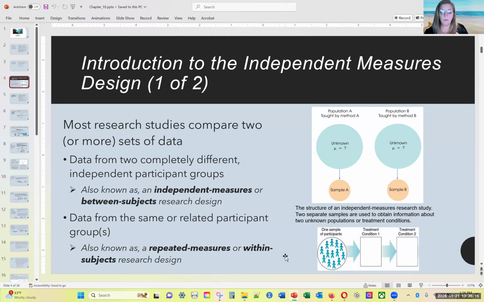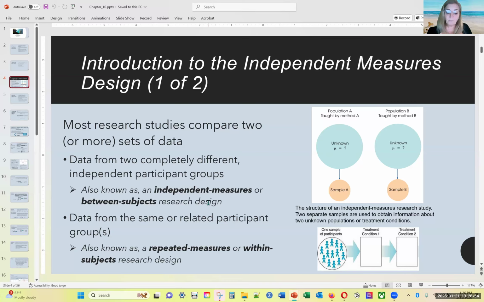These t-statistics can also be used to test data from one group at two different points in time. You select a sample and you may test them before they experience your treatment, expose them to your treatment, and then test them again after the treatment. Or if you have two different kinds of treatment, you might use the same group in both treatments to make comparisons. We call this kind of t-test a repeated measures or within subjects research design.